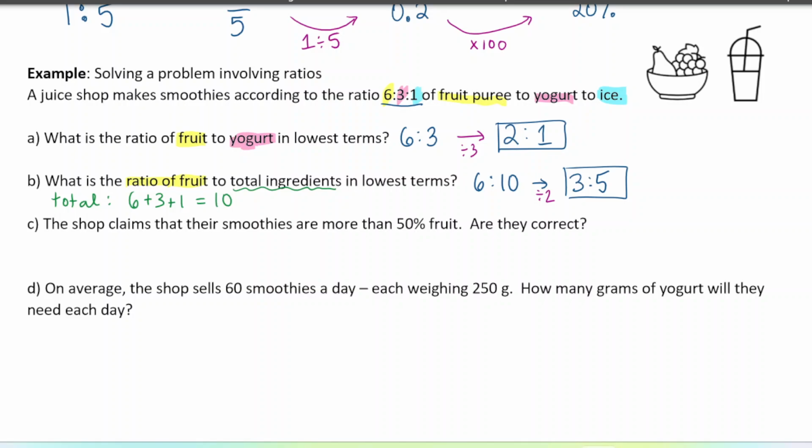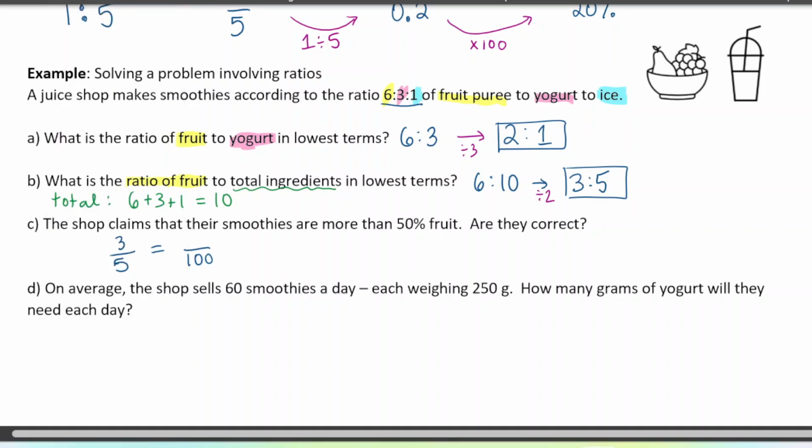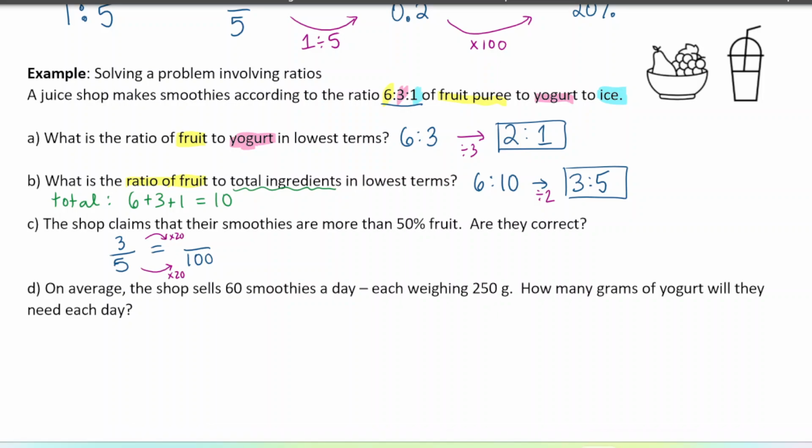Okay. And finally, the shop claims that their smoothies are more than 50% fruit. Are they correct? So let's use our fruit ratio we just came up with in part B, and let's change it into a percentage to see if it's above 50%. So written as a fraction, this would be 3 out of 5. Now there's a couple ways to change it to a percent. We could change it to a decimal first and then multiply by 100. Alternatively here, we can make an equivalent fraction that is out of 100. So if we want to make this out of 100, we would want to multiply by 20. And we would get 60 out of 100.